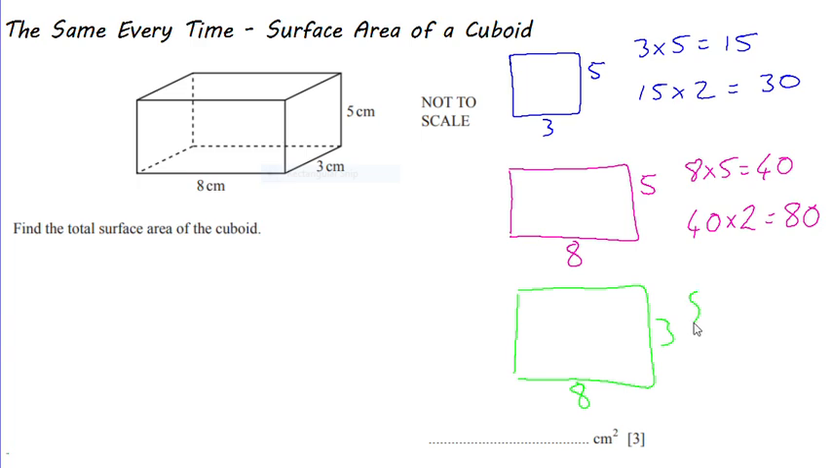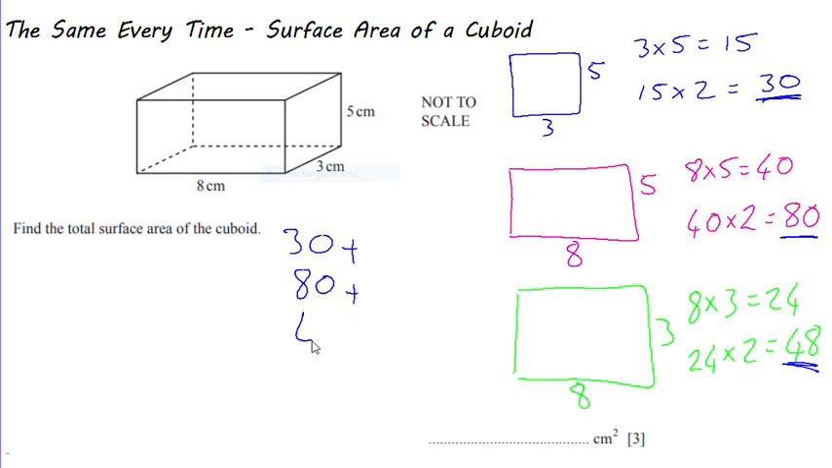And then the last one, we would have 8 by 3, 8 times 3 is 24. The other one was the front and the back, and then the top and the bottom, there are 2 of them, they're both the same, 24 times 2, 48. So you can see this could easily be a non-calculator question. So now all we have to do is add together the 30, the 80, the 48. So we're adding together all of these faces. So 30 plus 80 plus 48.